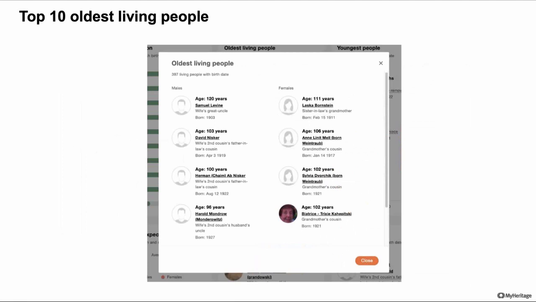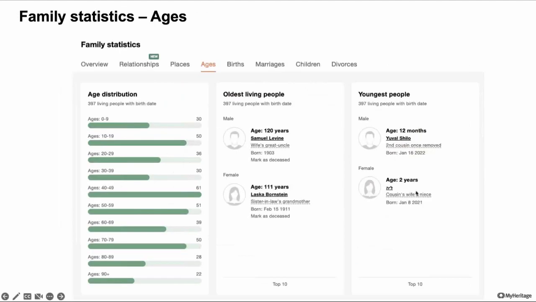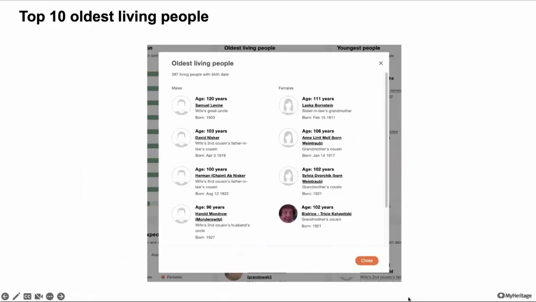Let's go back to this page. Apart from the top female and male, I can also click on top 10 on each one of those types of boxes, and it shows me the top 5 of each gender. So we looked already at this 120 and 111, but here it shows me more people with a very high age, so maybe they are also people who are deceased already. So I can do the same thing by looking at more people.